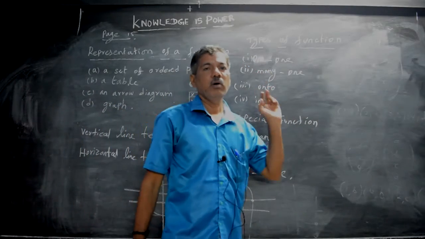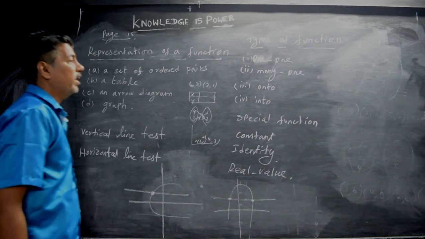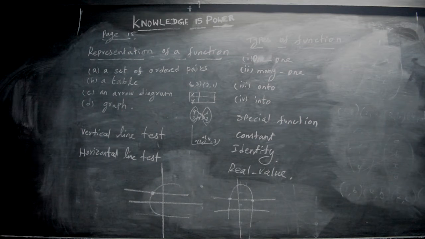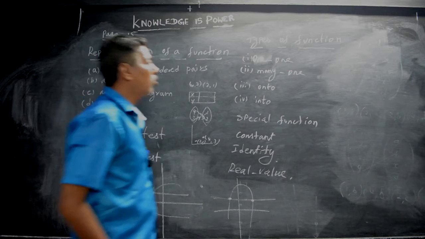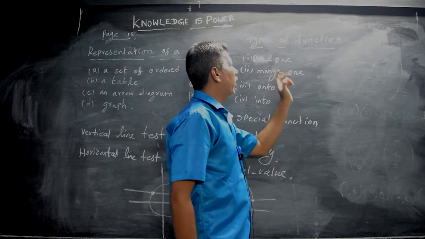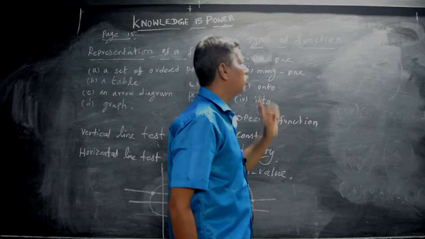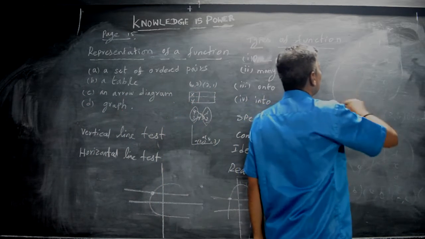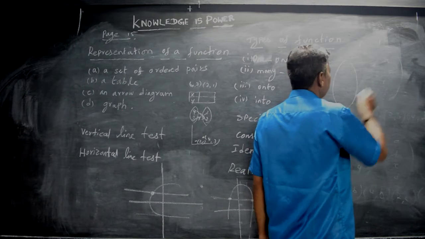Next we proceed on to function. What is that? This onto function will be based on what? One to one, many to one, onto. How can we proceed with that onto function? Same.